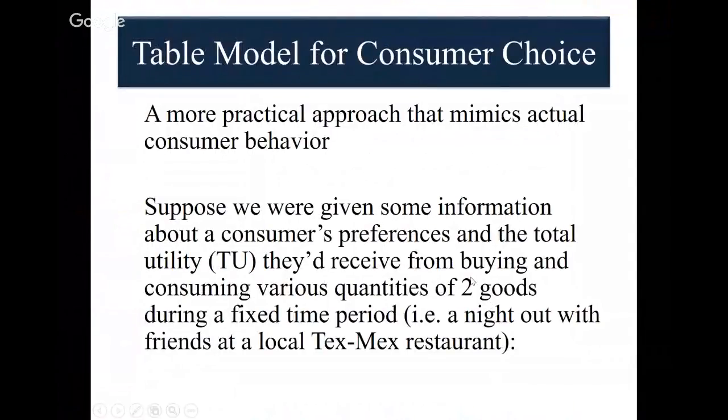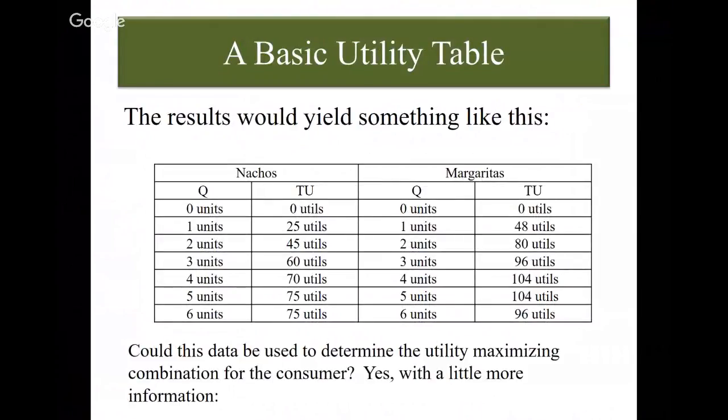Now, suppose we were given some information about a consumer's preferences and the total utility, that's what capital TU stands for, they'd receive from buying and consuming various quantities of two goods during a fixed time period. Let's say a night out with friends at a local Tex-Mex restaurant, okay? We could get a basic utility table that would start off looking something like this, but you'll notice there's a couple of columns missing from each section.